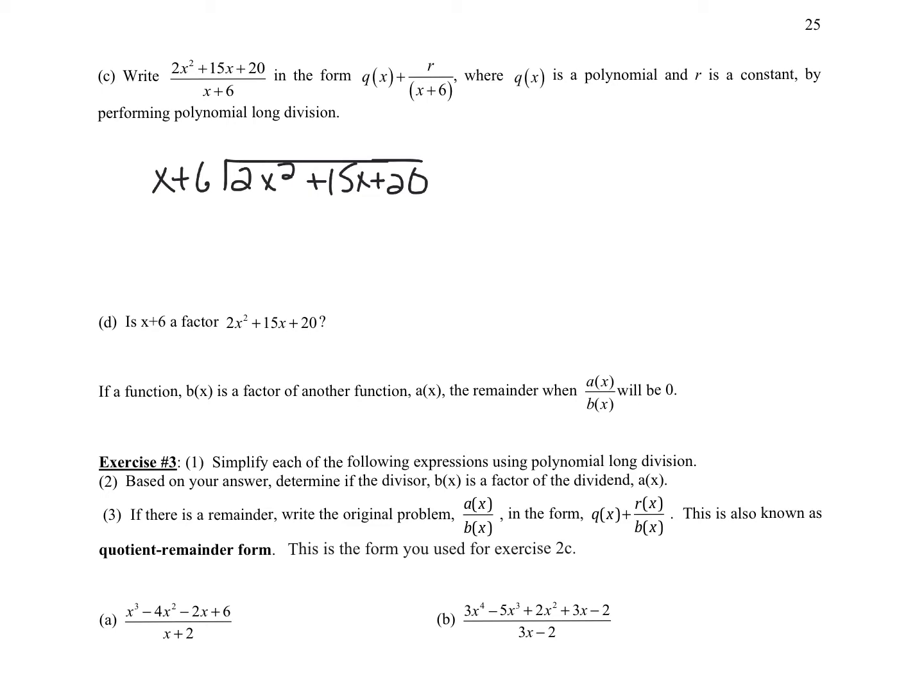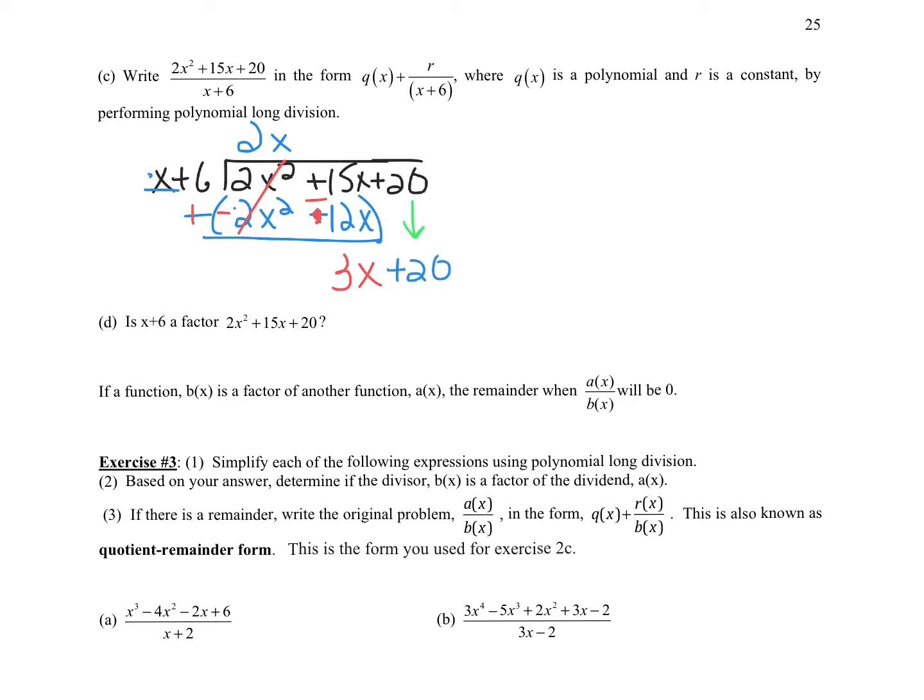So as always, we start and we say how many times does the x go into the first term, which is 2x squared, and that's 2x times. If you want more of an explanation, it's on the other page. Then I multiply what I wrote, the 2x, times the x plus 6, and I get 2x squared plus 12x, and I subtract. Change the signs, and I get 15x. This cancels. 15x minus 12x is 3x, and then we bring down the 20.